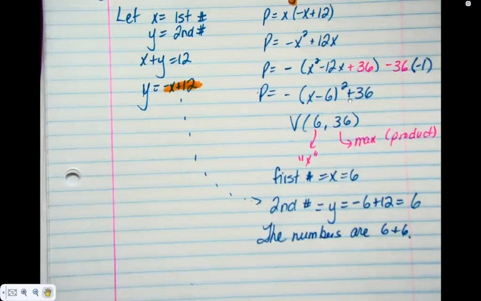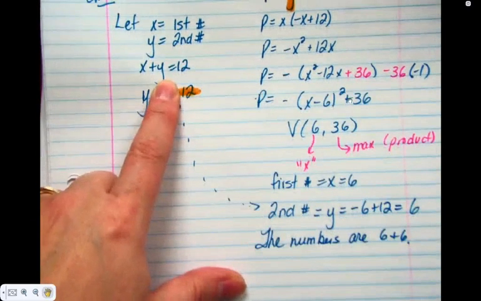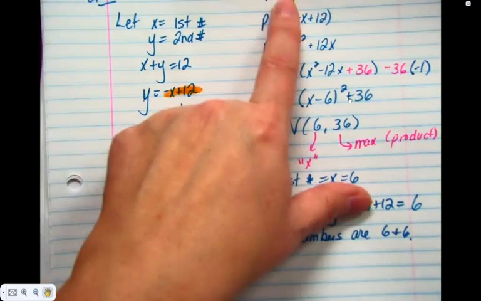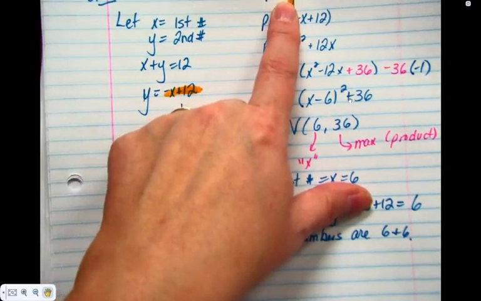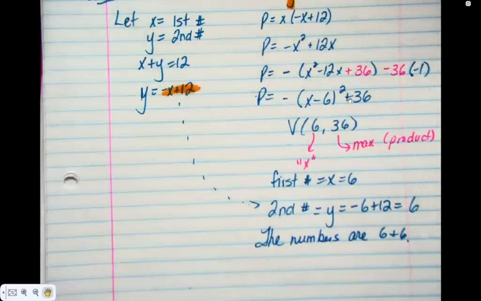Do you see the similarity to dimension problems? Only thing that's going to change is here we might have a sum, we might have a difference, we might have something different. Here we're finding a product, we might be finding something different. So the two equations might change. Process is going to be identical.